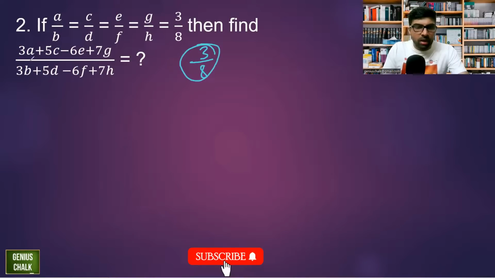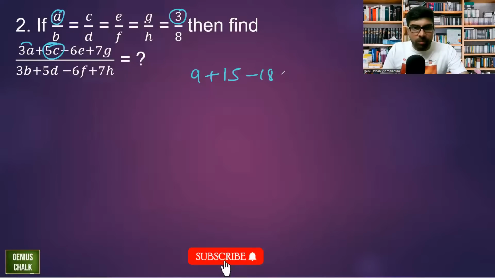You can prove it, like if you even put the value, 3 into A, what is A? It is 9, so 3 into 3, 9. 5 into C, 5 3s are 15. Then it is subtracting the -6 into E, 6 into 3 is 18. 7 into G, G is also 3, so 7 3s are 21, right? You can prove it like this, but there is no need in the exam. Just directly give your answer.